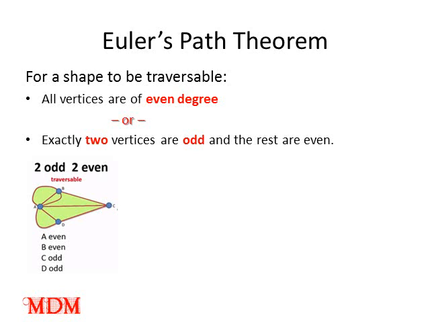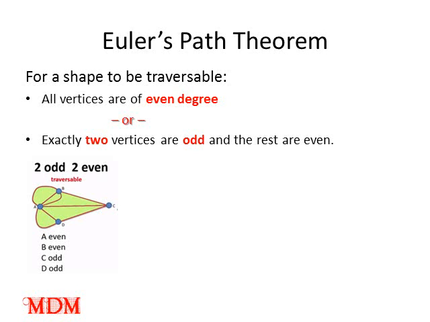Either all the vertices are of even degree, or exactly two vertices are odd and the rest are even. So going back to those four examples that we've just looked at, notice that for the first one, if we looked at vertex A, there are 6 edges that join at A, so A is even. B is also even because there are 4 edges that join there. C is odd because it has 3 edges. And D is also odd because there are 3 edges.